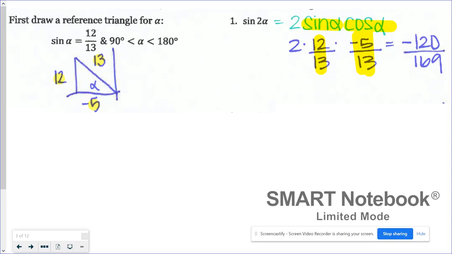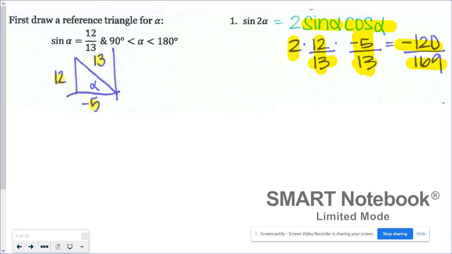And once I've substituted these trig values into my formula, I can then do the multiplication. So 2 times 12 times negative 5 is negative 120, and 13 times 13 is 169.